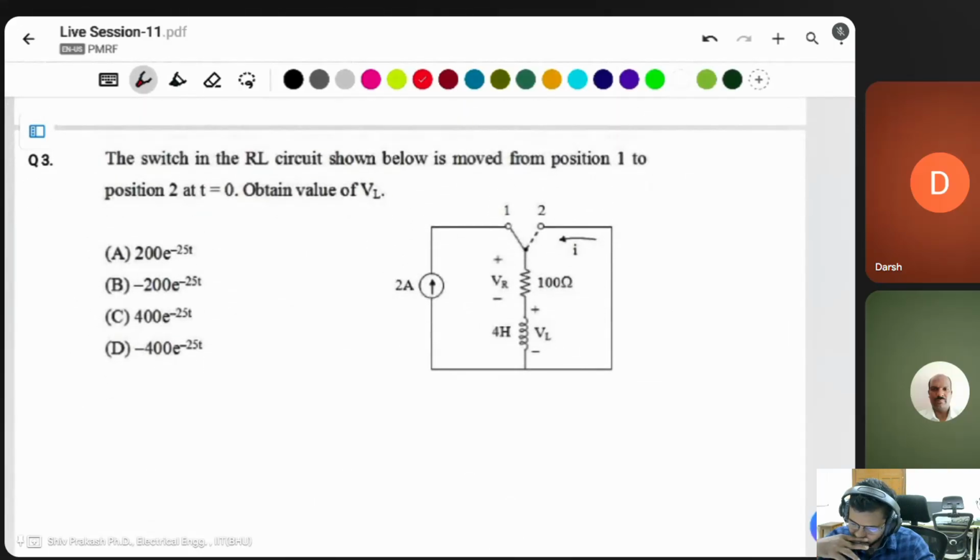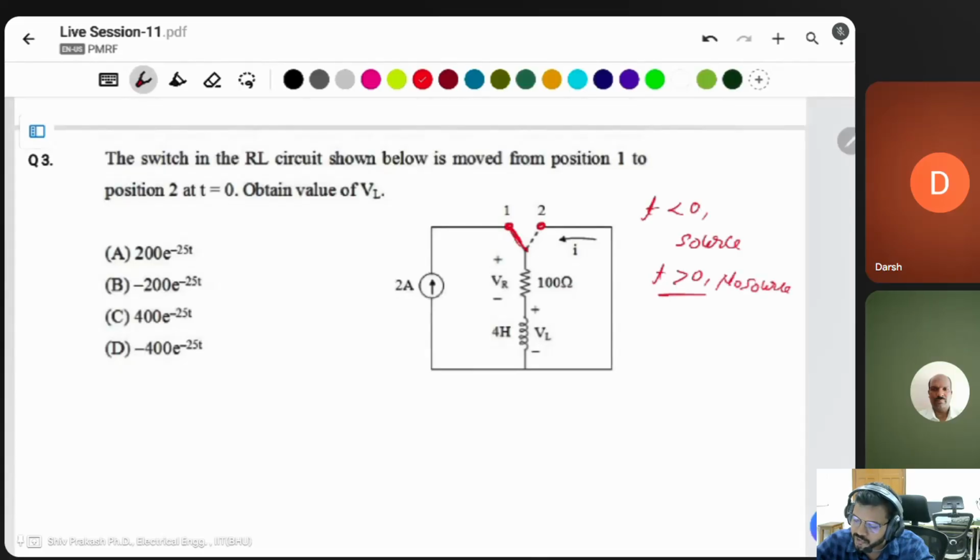Question number 3: the switch in the RL circuit shown below is moved from position 1 to position 2 at t equals 0. In this case, this is position 1 and this is position 2. The switch is first connected to 1, then connected to 2. It means at t less than 0 there is a source, and after t equals 0 there is no source.